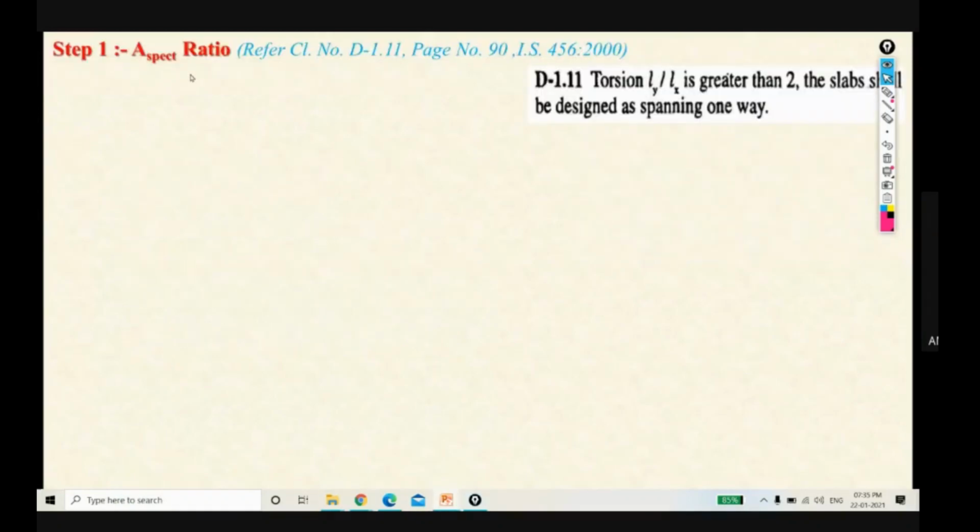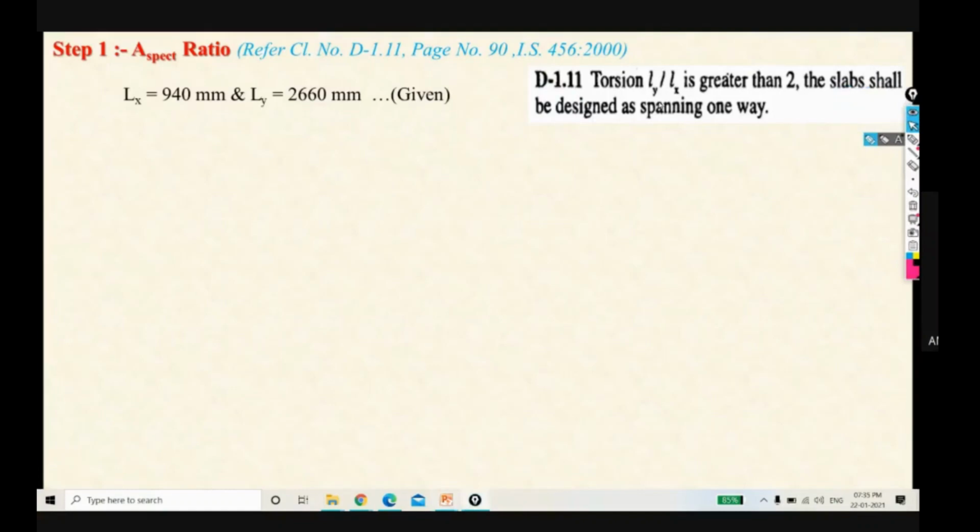Now first calculate the aspect ratio. Here Lx is 940 and Ly is 2660 mm, that is given. As per this clause, we know if the Ly by Lx ratio is greater than 2, then the slab shall be designed as a one way slab. Now if we calculate the Ly by Lx ratio, the aspect ratio is 2.82, and that 2.82 is greater than 2, which means we have to design that particular slab as a one way slab.